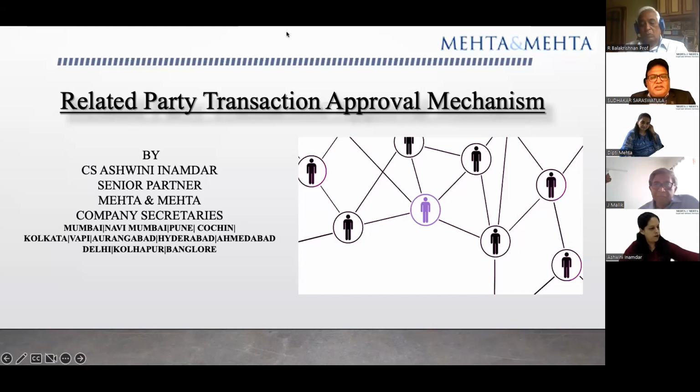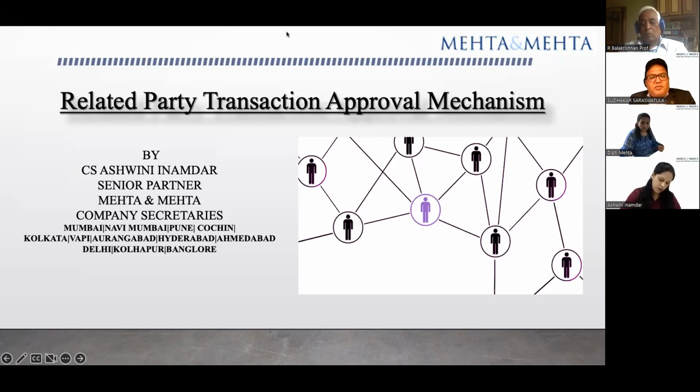So today's topic is the approval mechanism, and as we know, we have to deal with both listed companies and unlisted companies, and there are 3 stages of approvals. One is the audit committee, second is the board, and third is the shareholders. Where we require what sort of approvals, Ashwini is going to deal with that. I will pause here and invite Bala sir, and after that, wherever we have to come in and discuss it further, we will do that. Thank you very much. Bala sir.